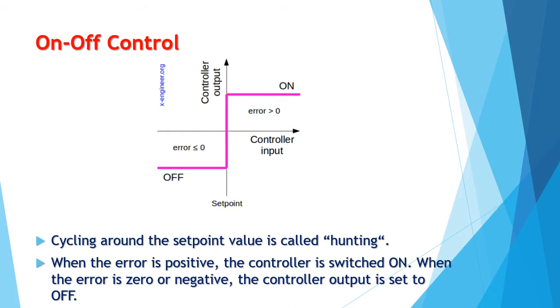The response of an on-off controller can be summarized in the image. When the error is positive, the controller is switched on. When the error is 0 or negative, the controller output is switched off.